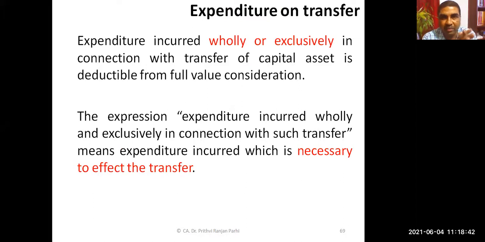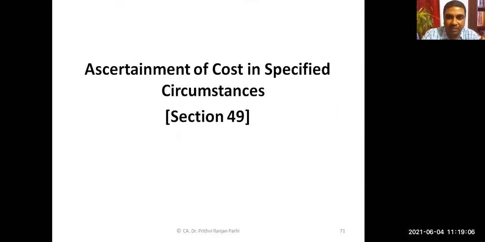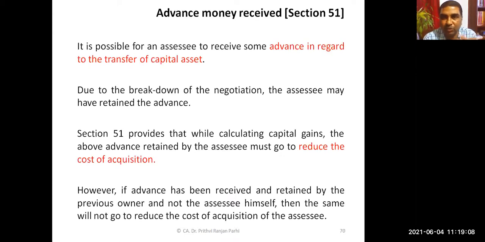Then we have to deduct the expenditure which is wholly and exclusively incurred in connection with the transfer. One has to establish the relationship between the expenditure and the transfer. If this expenditure is incurred exclusively for the purpose of transfer and is attributable only to the transfer, then that expenditure will of course be deducted. This concept we have also seen.